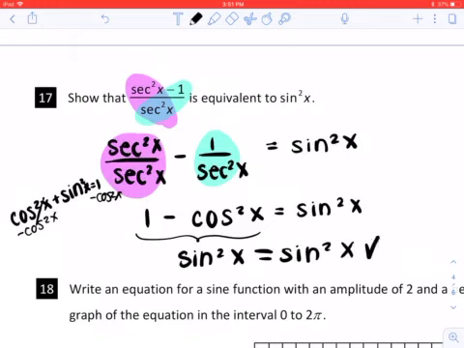Remember, with problems like these, you always want to end the question with the left side equaling the exact same thing as the right side. There are multiple ways to do every single one of these types of problems.